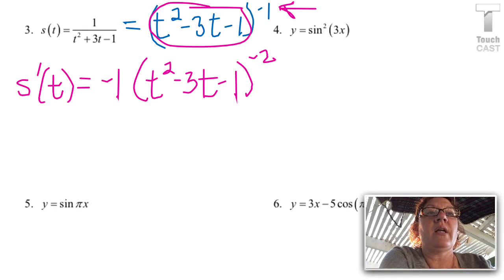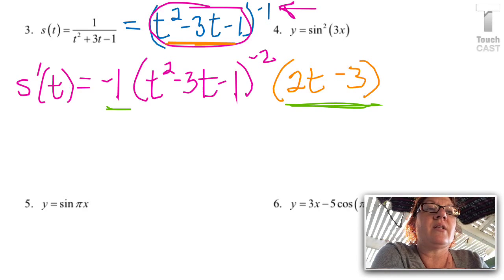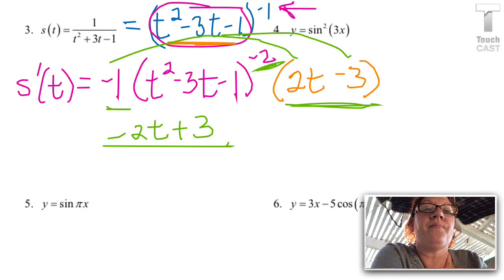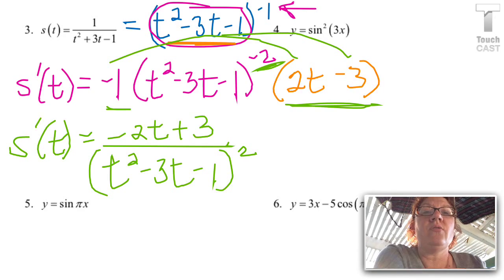And then I'm going to take the derivative of the inside the bubble, aka the chocolate part, which would be 2t minus 3. And then I'm going to conjoin these pieces that are together on the outside. And since that's a negative exponent, I'm going to put it in the bottom. So I'll have -2t plus 3, because I multiplied the -1 by both. And then on bottom, I have t squared minus 3t minus 1 quantity squared. There's my first derivative, and I used chain rule.